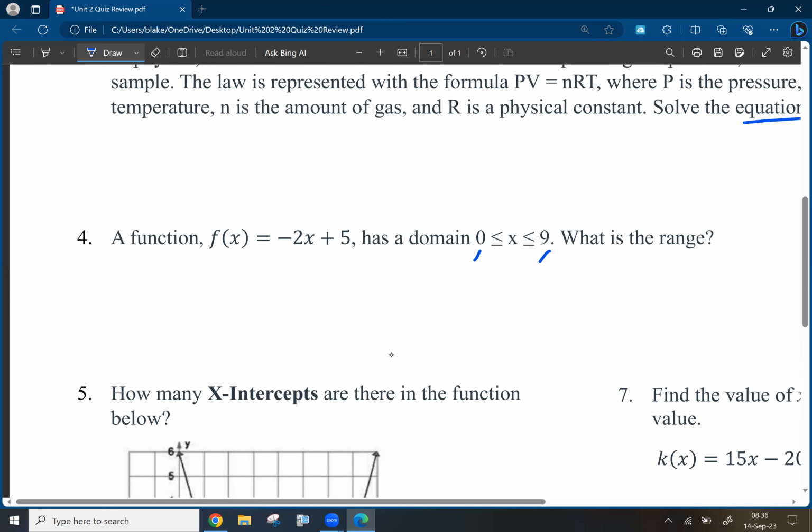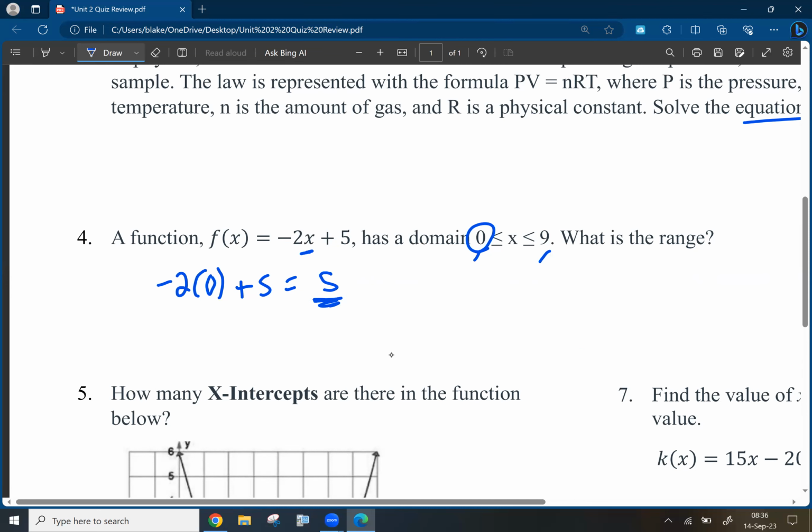So what we're going to do is start by plugging these in for the x value and then getting the y values associated with them. So let's see. -2 times 0, we're going to put this value in first, the lower end of the domain, plus 5. So that's going to be 0 plus 5, which will equal 5.